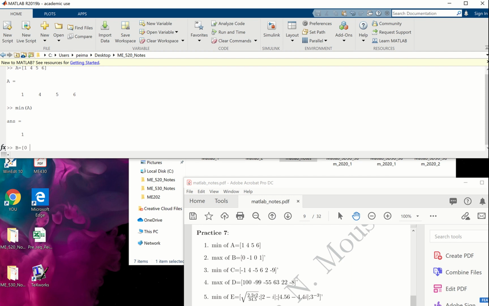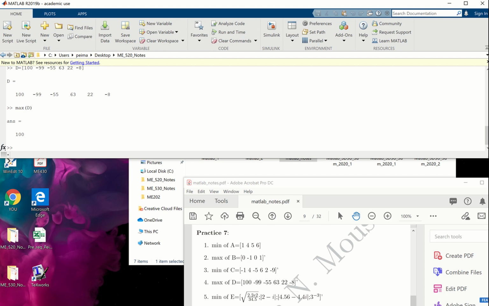Now if I say b is 0, minus 1, 0 and 1, okay? And if I say max of b, I'm talking about part 2 here, guys. Max of b, which number do we expect to see? Yes, 1. That's right. Now if I say c is minus 1, 4, minus 5, 6, 2, minus 9. When I say min of c, you're going to see which number? Minus 9. That's right. Or d is 100, minus 99, minus 55, 63, 22, and minus 8. And if I say max of d, I'm going to see obviously which number? The first element, 100. Here we go.